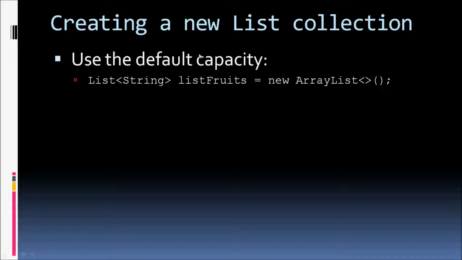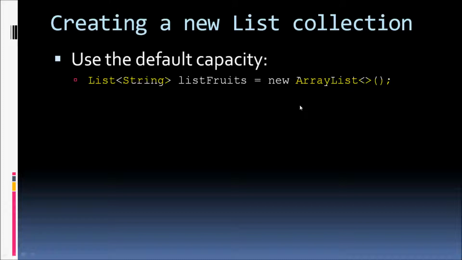For example, this statement creates a new list called fruits. On the left side, you see the type of the list is the List interface, and the parameter type is String. This is a generic type. That means this list can store only elements of type String. And on the right side, we specify the implementation class ArrayList here with an empty constructor.